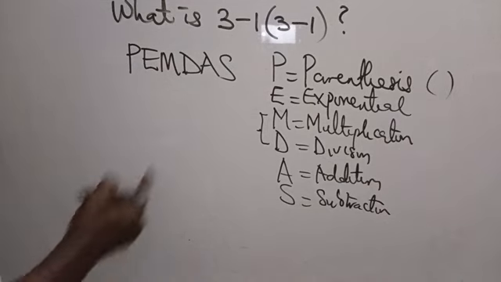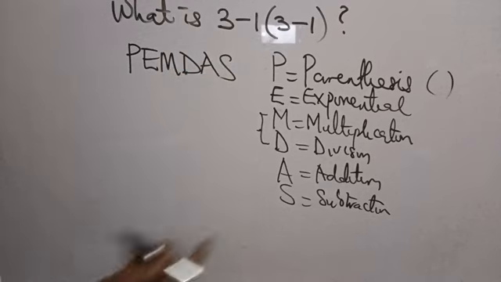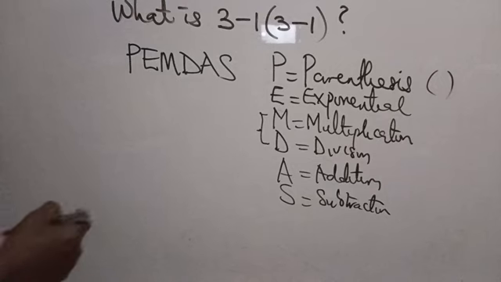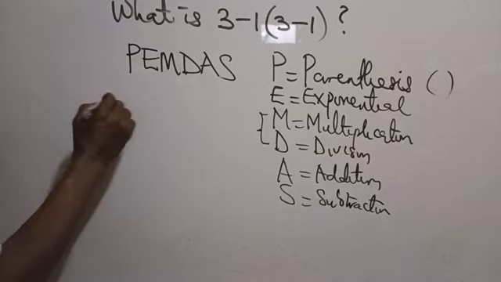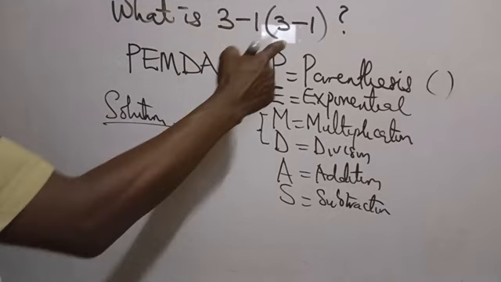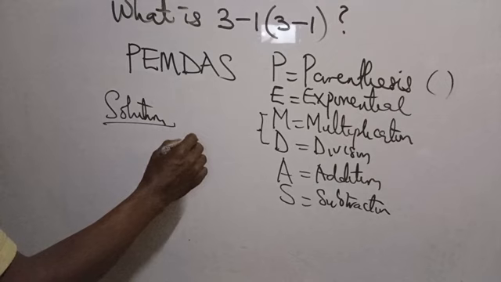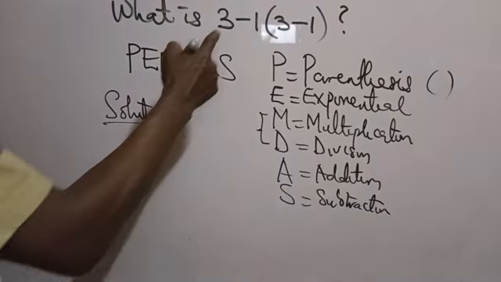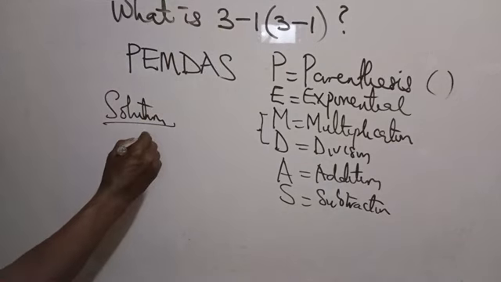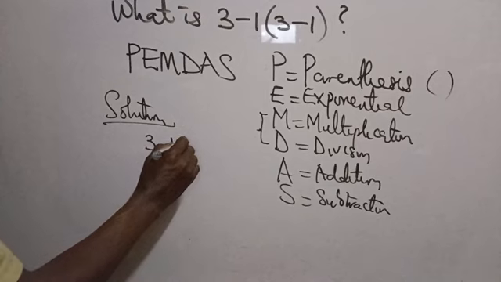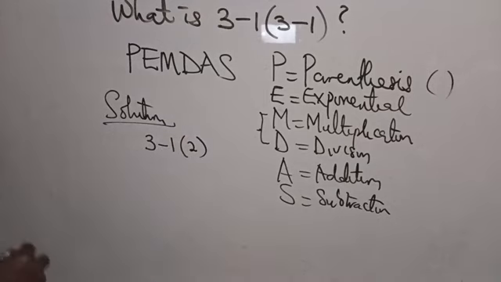All right. Now, we said parentheses. We start from the value inside the bracket. So, now, solution. 3 minus 1 will give us what? 2. By the time we subtract 1 from 3, we have 2. So, the question now becomes 3 minus 1 into bracket 2. Beautiful.